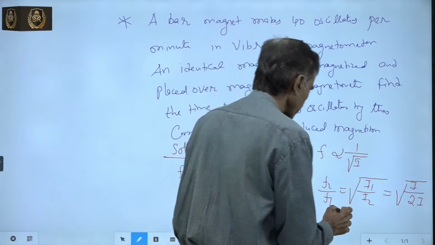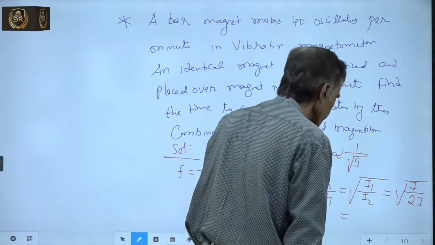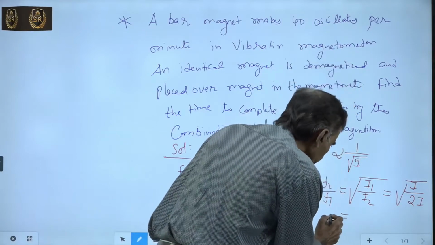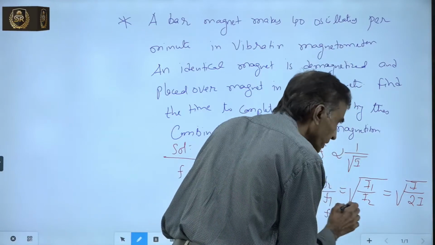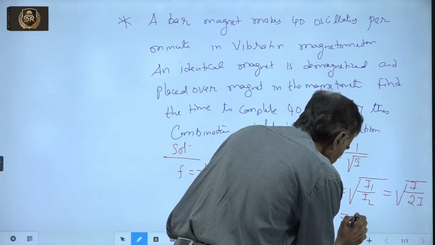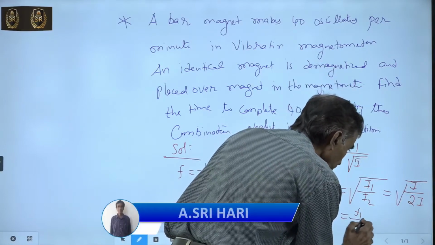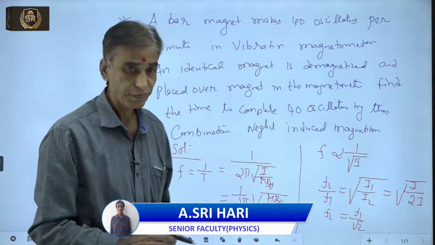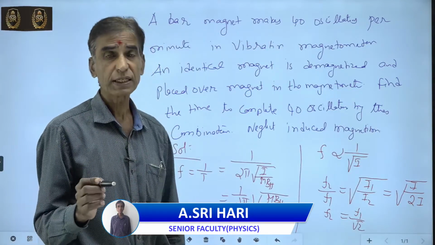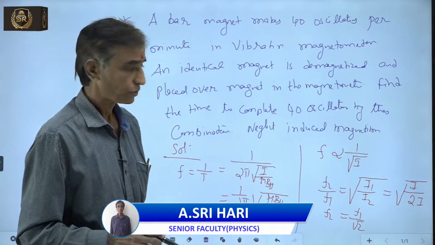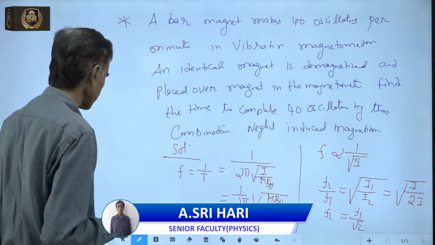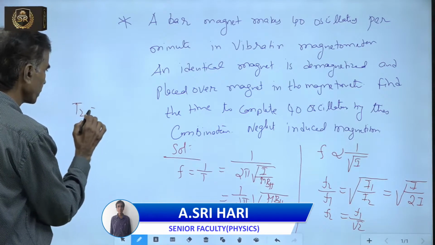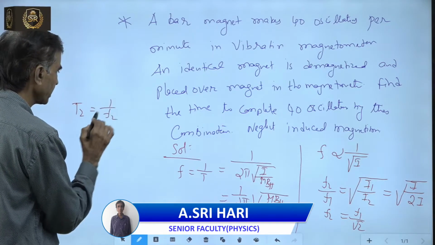That will be equal to F2 is equal to 1 by 2, no? So F1 by root 2. F2 equal to F1 by root 2. But what do we want here? We want time. So time is what? Reciprocal of that. Therefore, T2 is equal to 1 by F2.